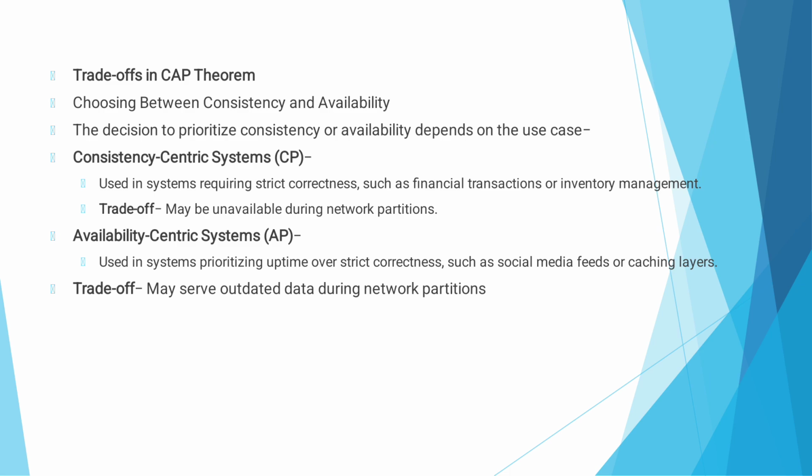Consistency-centric systems are used in systems requiring strict correctness such as financial transactions or inventory management. Trade-off: may be unavailable during network partitions. Availability-centric systems are used in systems that prioritize uptime over strict correctness such as social media feeds or caching layers. Trade-off: may serve outdated data during network partitions.